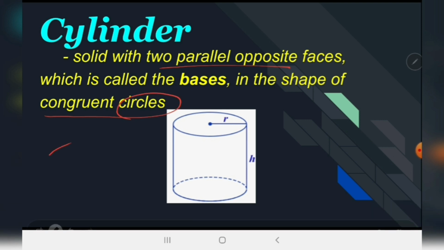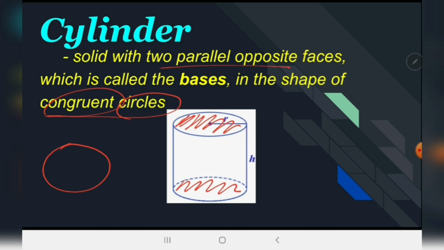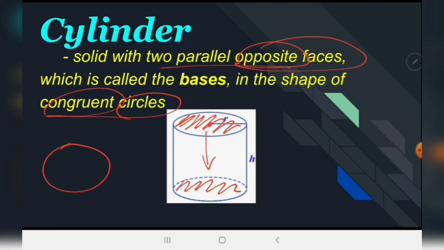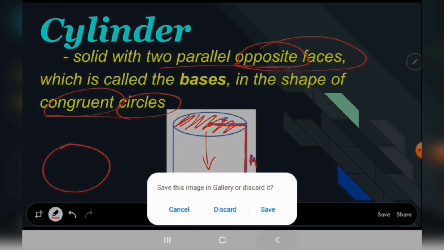What do you mean by circles? Round. So here we have congruent circles. This is the first circle and this is the second circle, and they are opposite faces. They're opposite to each other. Half of the circle is what you call the radius, and the height of the cylinder is what you call the height.